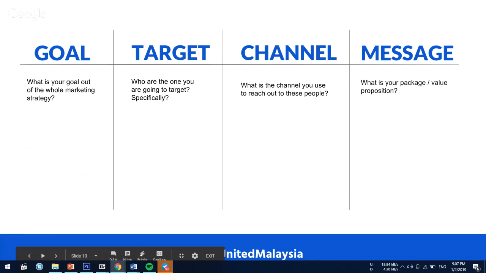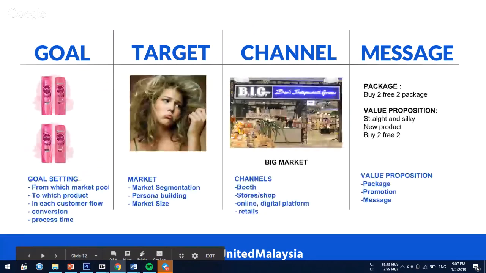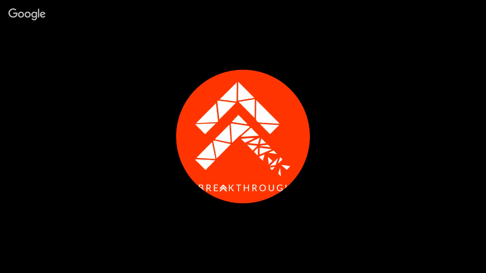So let's go back to Sunsilk, the example that we were doing just now, in shampoo. For example, let's say we wanted to sell shampoos. So goal setting: from which market pool are you selling the shampoo, and which market pool are you targeting for which product? What is the goal setting for each of your customer flow? Is it for the people who have seen the shampoo advertisement to actually purchase the shampoo and things like that? So let's go into the process in detail of doing goal setting, or you can make it as simple as just shampoos. For example, out of this product that I'm targeting, I'm going to target girls with frizzy hair.